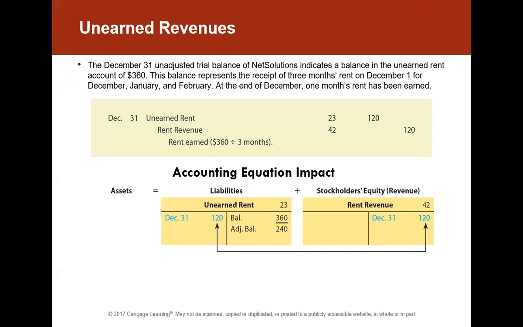Now some of that rent has been earned. So we had a balance in the unearned rent of $360. This balance represents the receipt of 3 months rent on December 1. Okay, that was for December, January, and February. So at the end of this year, only 1 month of rent has been earned. So we took $360, divided it by 3 months, so $120 has been earned. So on the deferrals, a lot of times it's just calculating the amounts. So we debit unearned rent, which is our unearned revenue account, and we credit rent revenue for 1 month that we've now earned. Okay.